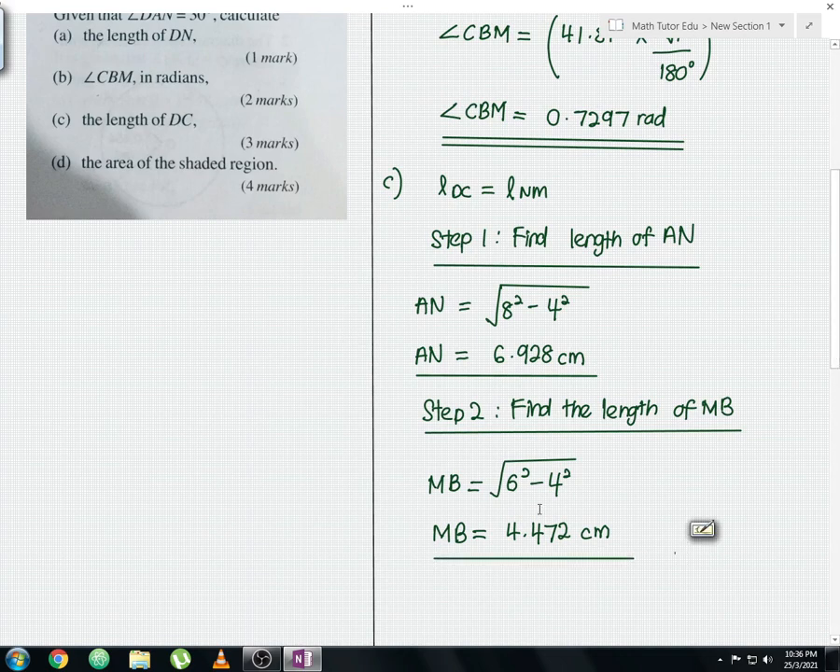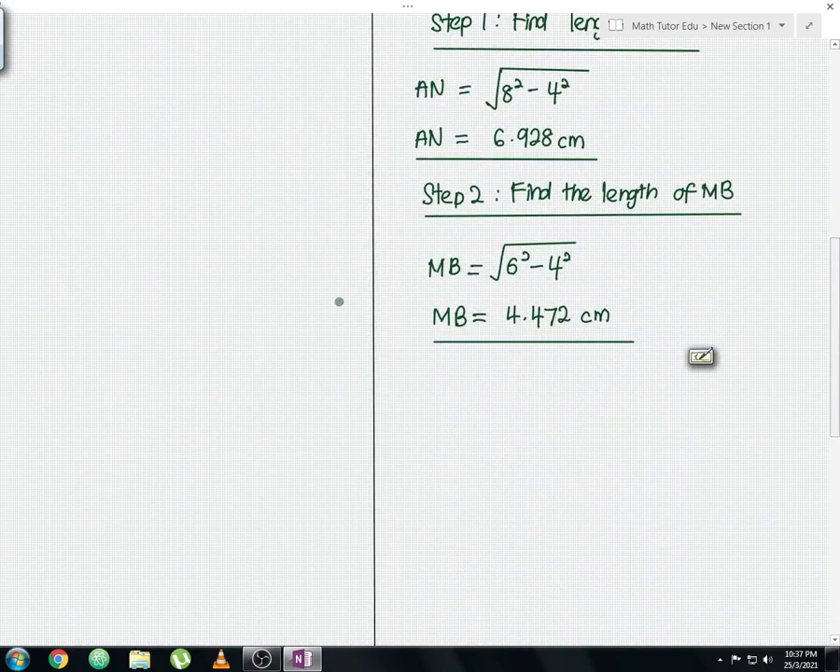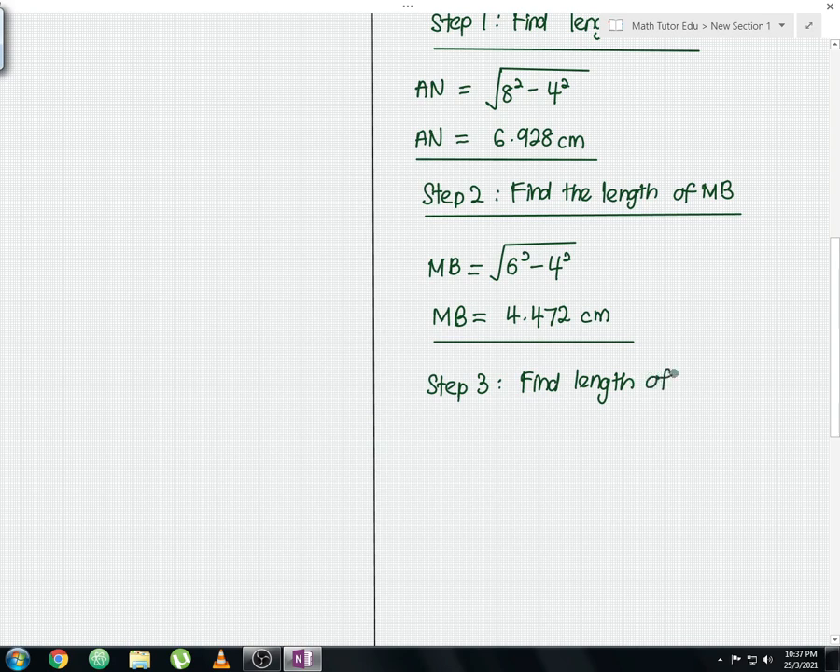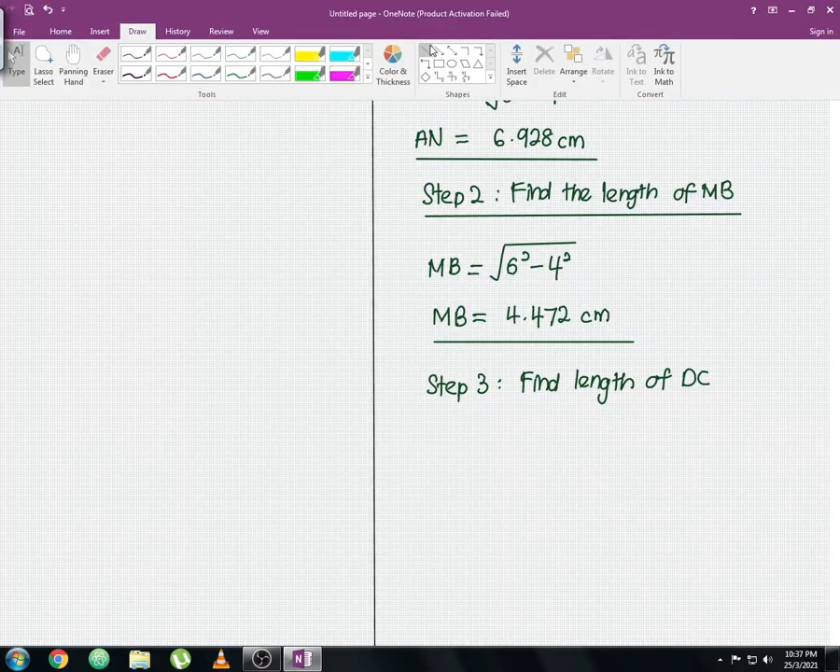Once you're done with the second step, now you can find the length of DC. Since I mentioned that the length of NM is also equal to the length of DC, to find the length of DC, you take AB minus AN minus MB. So from here, step 3, find length of DC. Let me underline this.